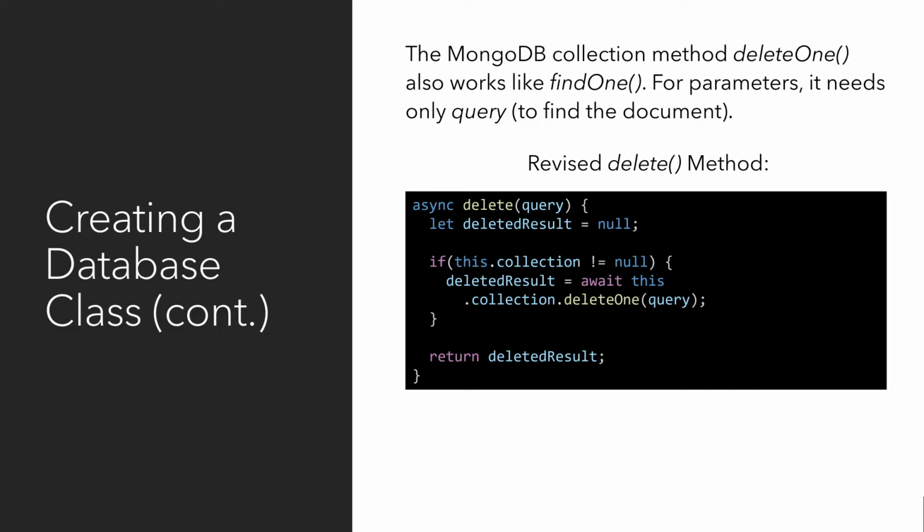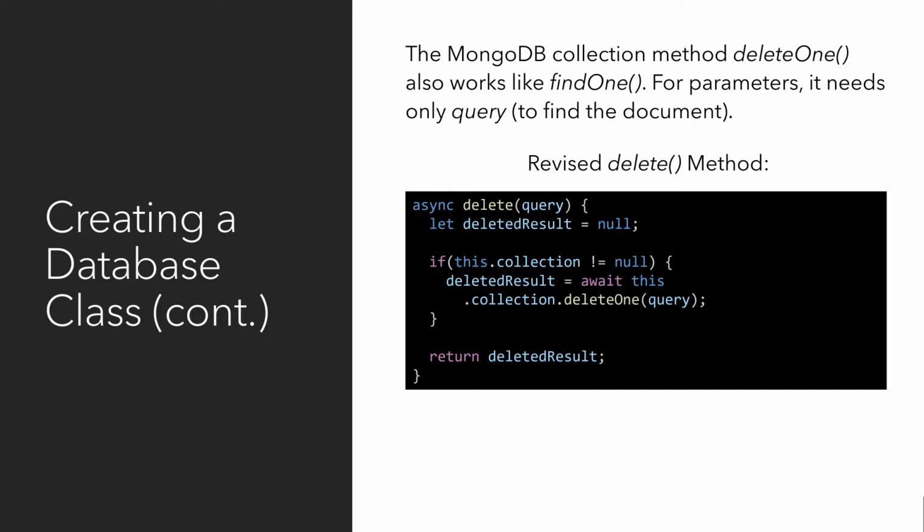Notice for this delete method as part of this database class, it is passed the query, it will delete one, and then could return the deleted result. The deleted result, like in the previous uses of methods, will either be null if this.collection is equal to null, or will be whatever the deleted result was as returned from the remote MongoDB database.